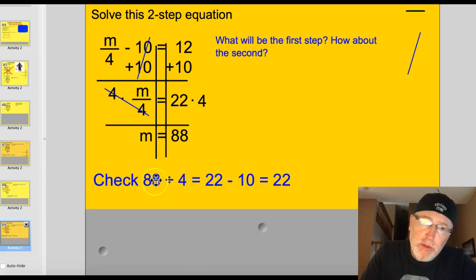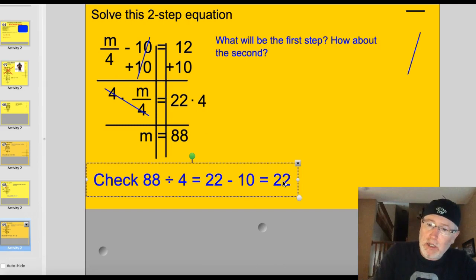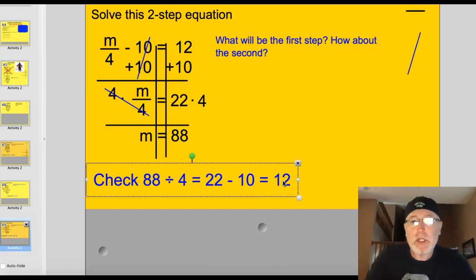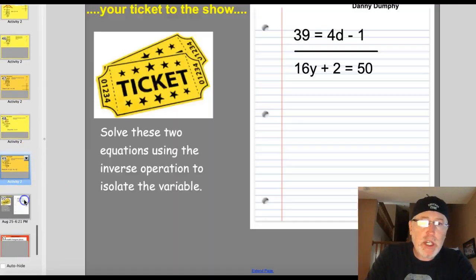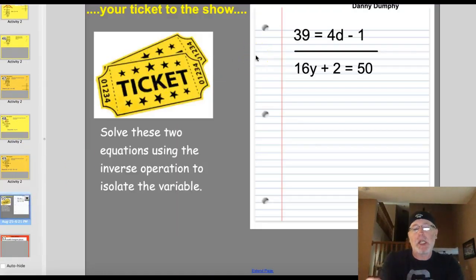Check out your answer. 88, that will be right up here with m. 88 divided by 4 is 22. Minus 10 is not 22. Minus 10 is 12. Sorry about the typo. All right. Very good. You are ready for your ticket to the show problems. Go ahead. Copy those down.